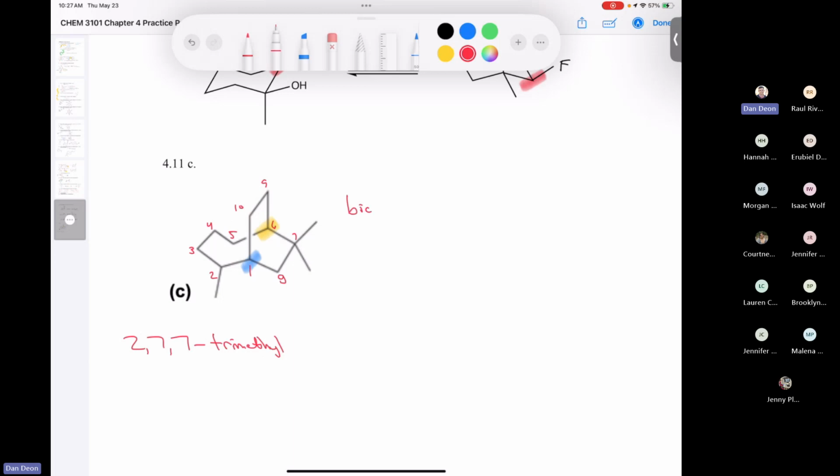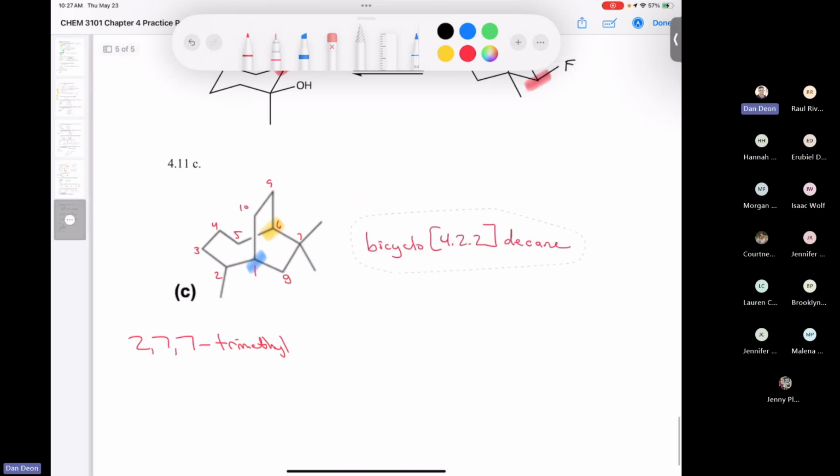Okay, and this compound is some kind of bicyclo. And there's a total of 10 carbons, so it's some kind of bicyclodecane. And if we look at the bridges, we have 4 carbons in this bridge, 2 and 2. So we have bicyclo[4.2.2]decane like that. So this is 2,7,7-trimethylbicyclo[4.2.2]decane. So if we put it all together, there you have it, folks. Okay, so these are the kind of things that you're going to want to practice before tackling quiz number 4.